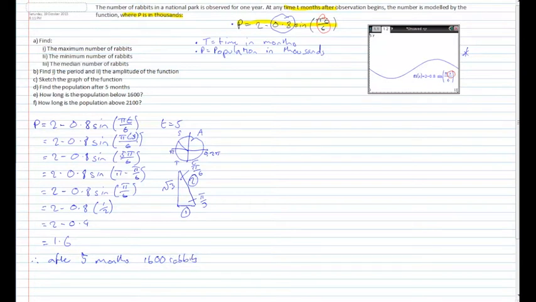Alright, part E now says for how long is the population below 1,600? So we'll do part E up here. So we know that P is equal to 1,600. Let's substitute that into the formula now. Actually it won't be 1,600, it'll be 1.6, because remember it's in thousands, so we'll just rub that out. We get 1.6 is equal to 2 minus 0.8 sine of pi t on 6. Subtract the 2 and we get negative 0.4 is equal to negative 0.8 sine of pi t on 6.